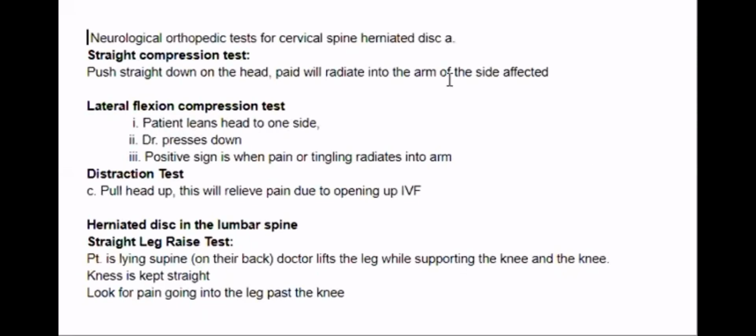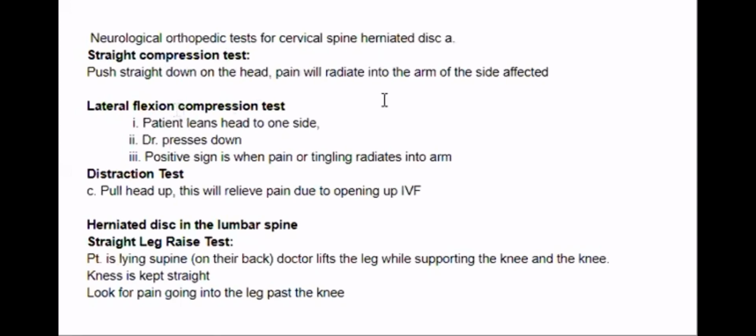These are basically the notes of what we're going to be going over today. So these are neurological tests. And the first one we're going to look at is the cervical straight compression test. Like it says there, you just gently push down on the person's head, and pain will radiate into the arm on the affected side. Normally you will follow that up, especially if this is negative. If this is very painful, you're not going to do any more tests.